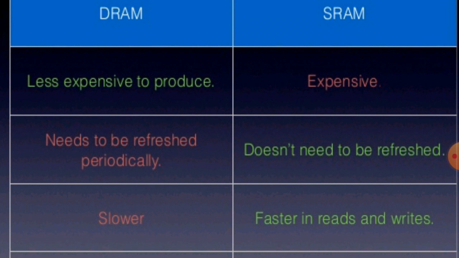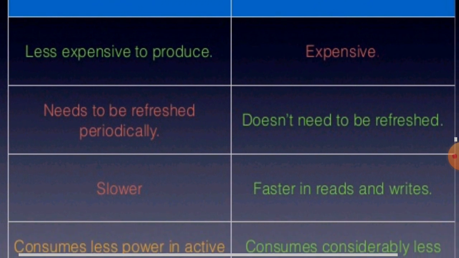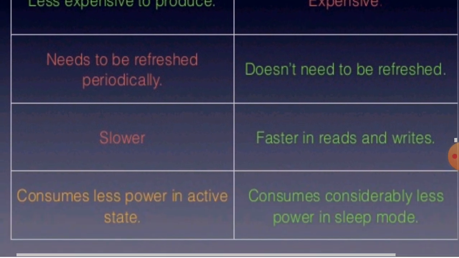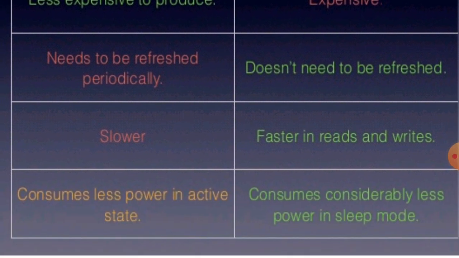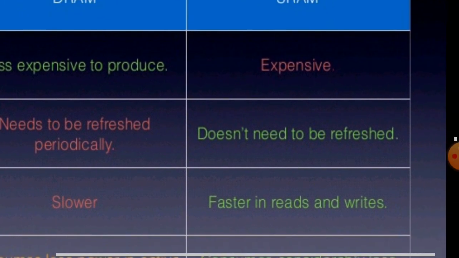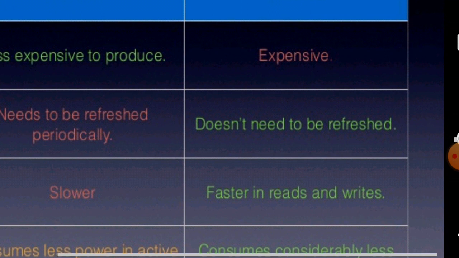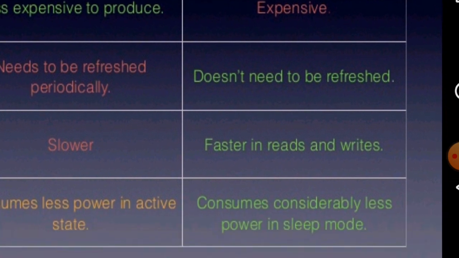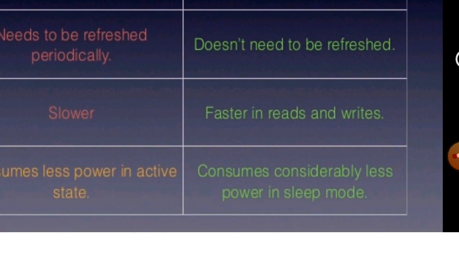DRAM is less expensive to produce. DRAM needs to be refreshed periodically. DRAM is slower. DRAM consumes less power in active state. SRAM is expensive, does not need to be refreshed. SRAM is faster in reads and writes. SRAM consumes considerably less power in sleep mode.